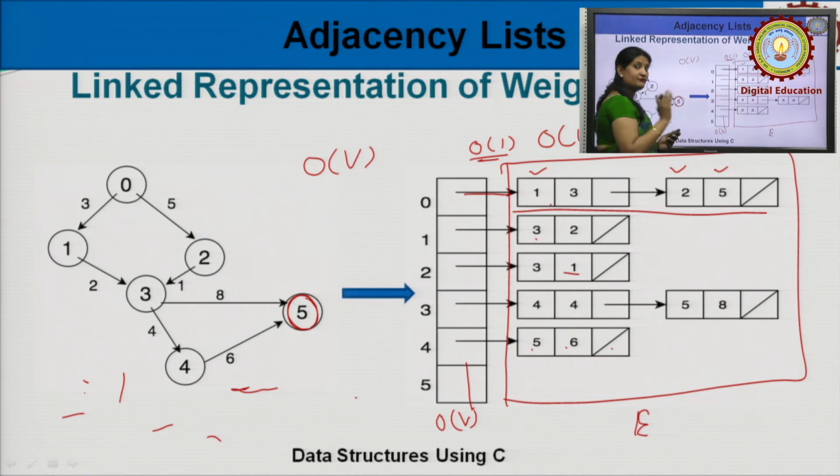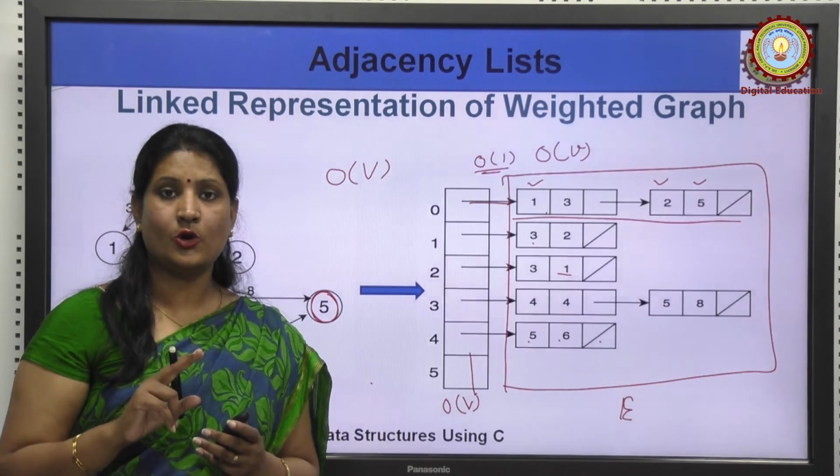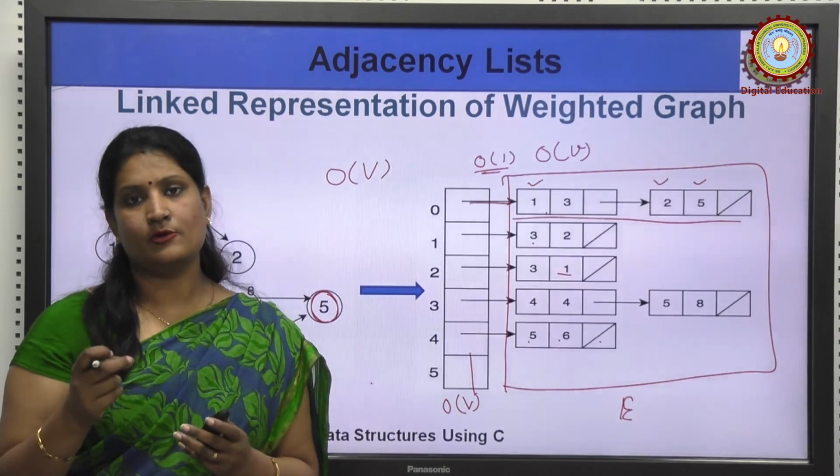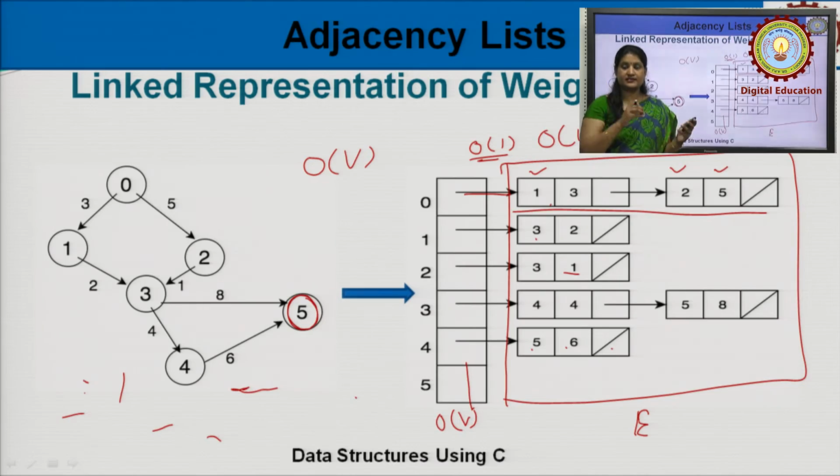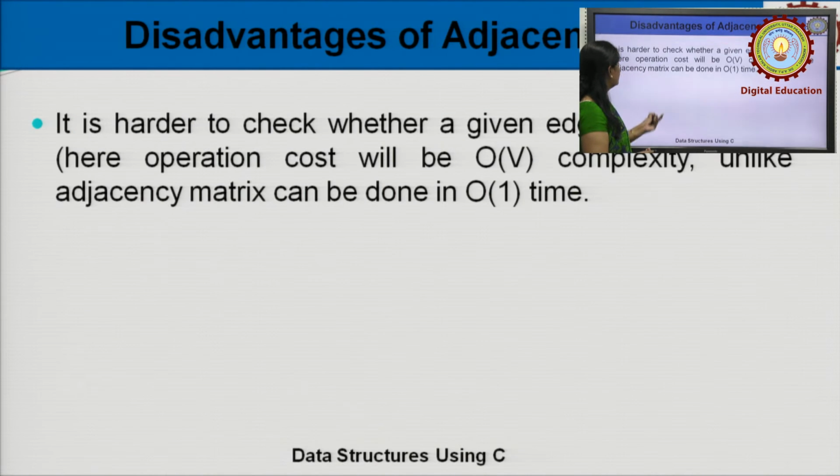But in the case of an adjacency matrix, whether there is an edge between two vertices or not, we just check whether the entry is 0 or 1, so it will execute in order 1 time. So this is the very big disadvantage of the adjacency list.